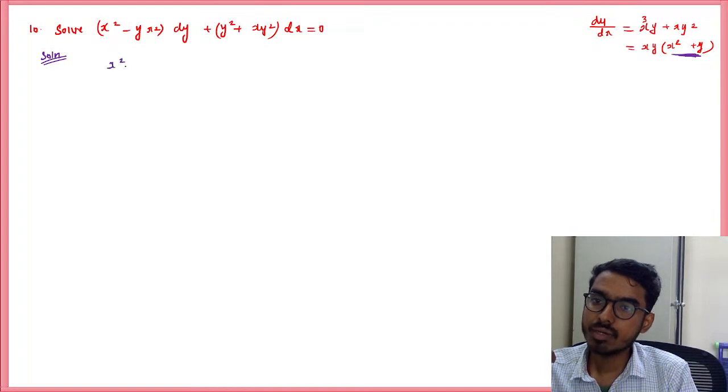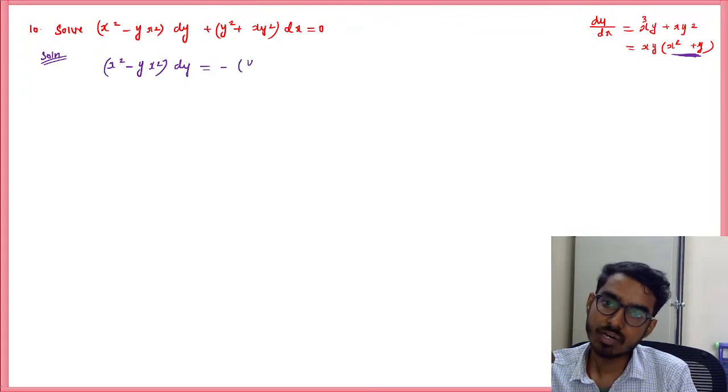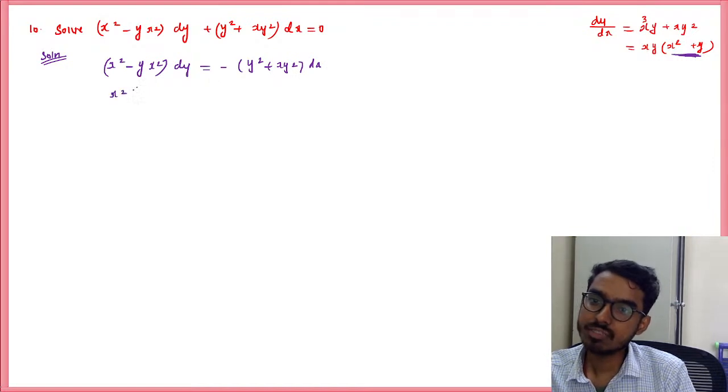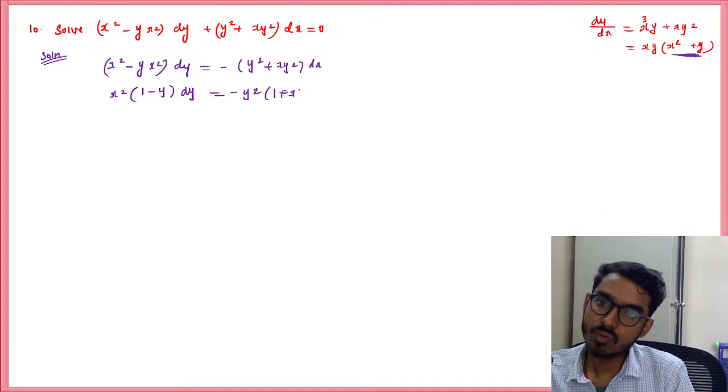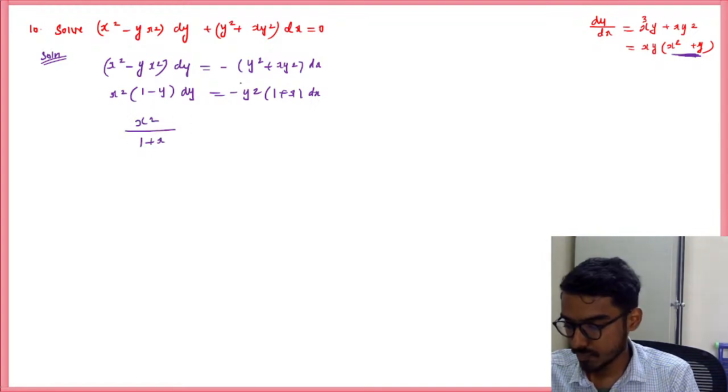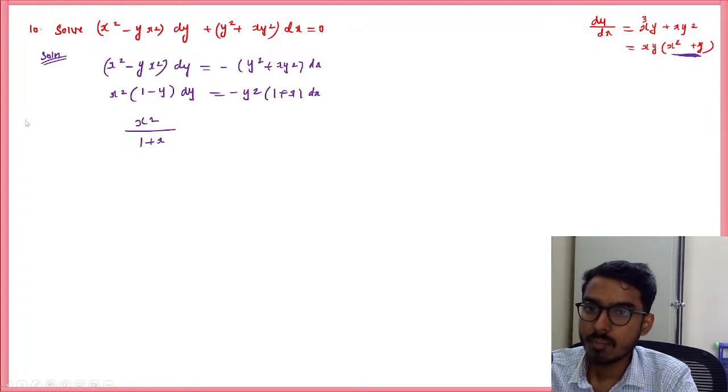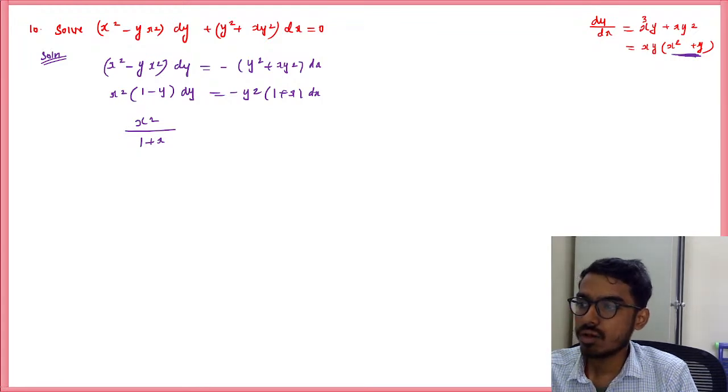So x square minus y x square dy is equal to minus of (y square plus x square) dx. To take this x square outside, we have (1 minus y) dy. To take this y square outside, we have (1 plus x) dx. So let us bring this x square by 1 plus x, right? x square by 1 plus x dx.